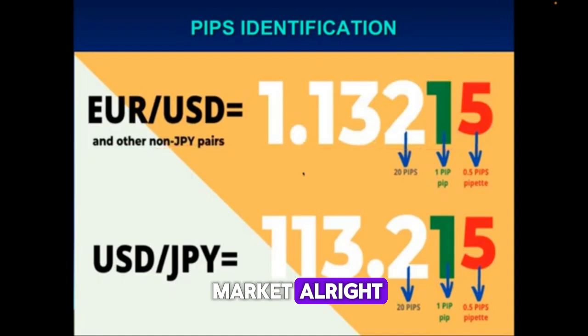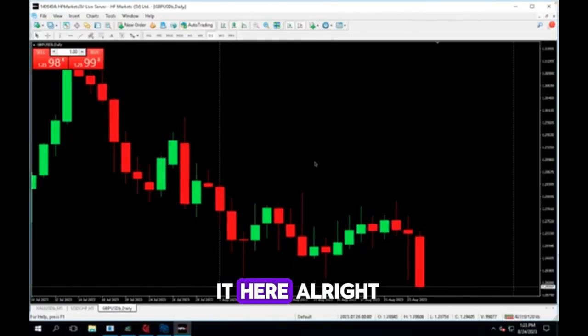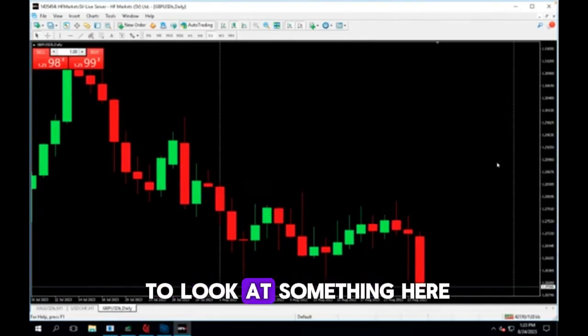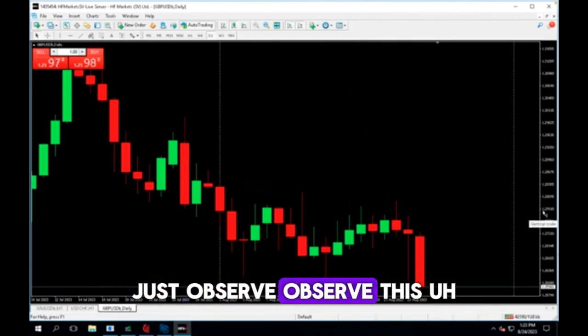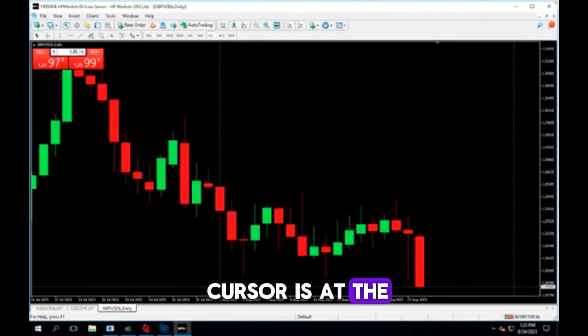Let's go look at it in the real market. All right, let's go look at it here. Now I want you to look at something here. Just observe this. My cursor is at the extreme here. I think I'd rather use the mobile.